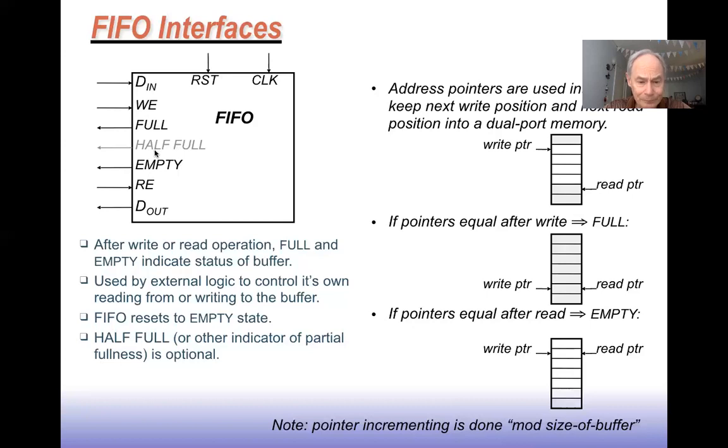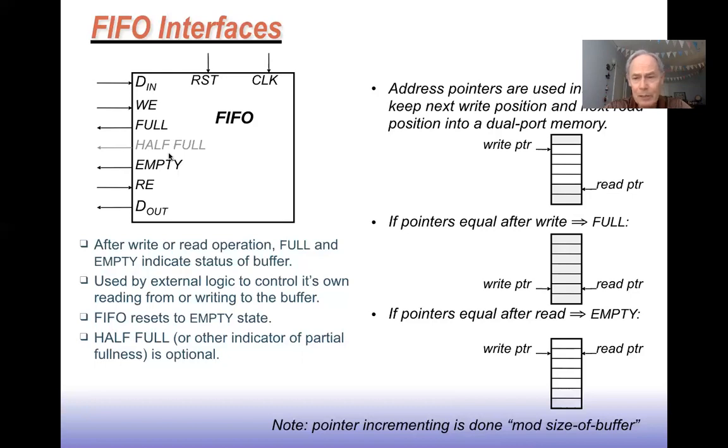Oftentimes there's a half full signal or some other indicator of partial fullness. This is so that if it takes a while for the producer to turn itself off and stop producing data, it gets early warning saying, oh, it's half full or it's about to get full, so you better think about stopping producing data. Okay, so it makes a more graceful way to control the external logic, both the writer and the reader, in fact. Okay, so the way these things are typically designed, you could design them with shift registers, but it turns out not to be a very energy efficient way of doing these things these days.